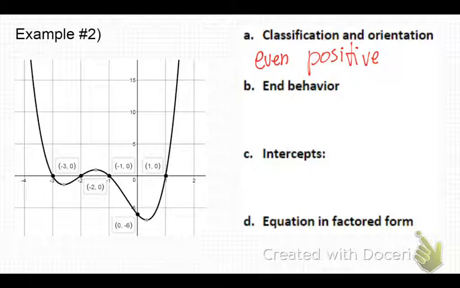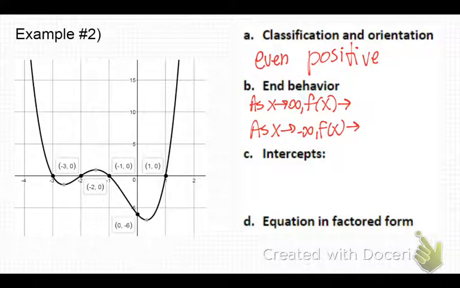Then for end behavior, how do I do end behavior? As x goes to infinity, f of x goes to, and as x goes to negative infinity. Okay, so I need to figure out where y goes in both of these cases. As x goes to the right, where does y go? Up, which is positive infinity. And as x goes to the left, where does y go? It also goes to positive. So these are the same because they both go up. Does that make sense?